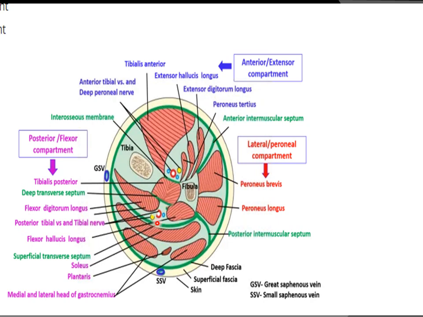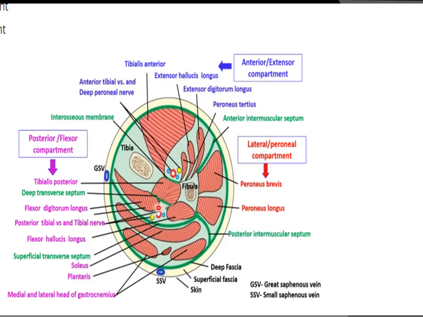Whereas the deep transverse septum is attached medially to the proximal part of the soleal line of the tibia and laterally to the posterior border of the fibula. So these are all the bony landmarks: the soleal line of the tibia and the posterior border of the fibula. That is the attachment of the deep transverse septum.